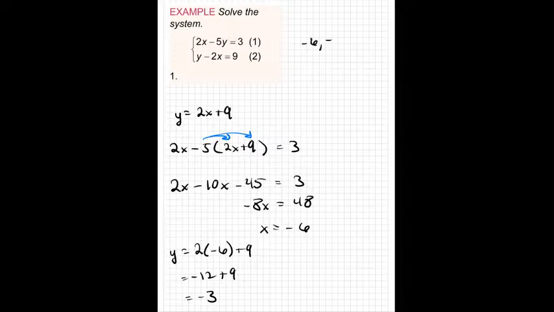Again, this was a demo on the substitution method. Solve for one variable from one equation, and then plug it into the other equation to get the second variable, and then we get an ordered pair. Then we just need to check.